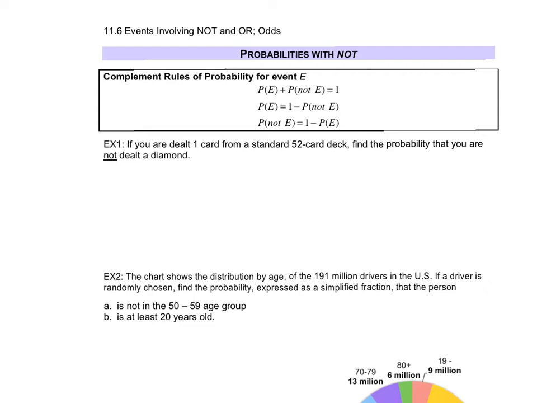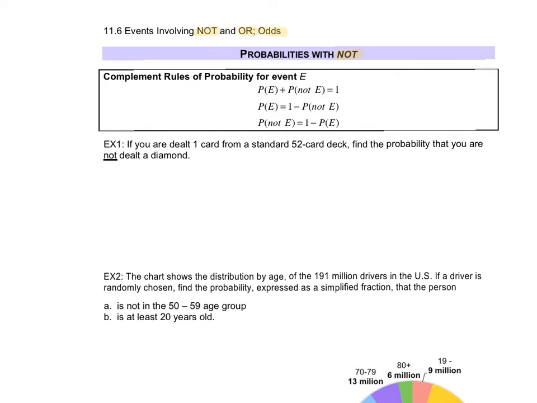In this section 11.6, we're going to be looking at events in our probabilities that have the word not and the word or. We'll also be discussing odds, which is a type of probability. Let's look at not.